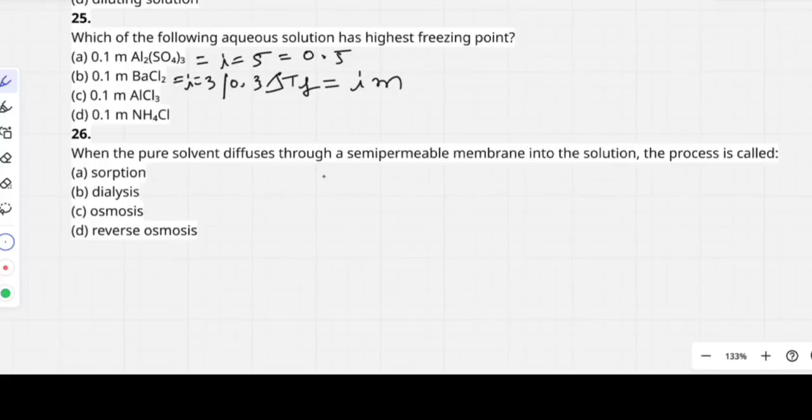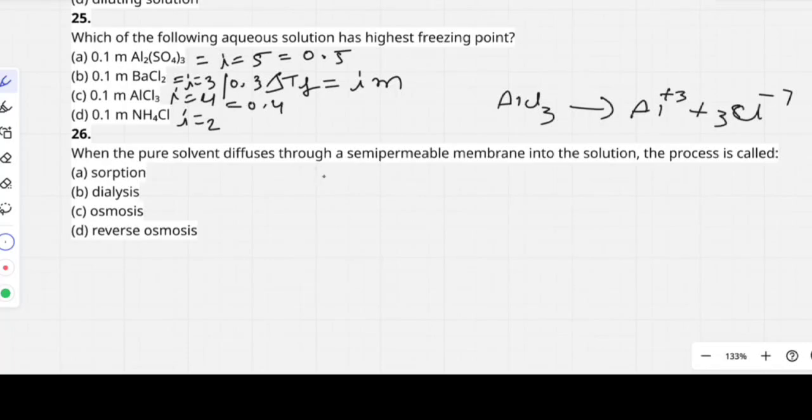So here AlCl3 on dissociation gives Al3+ and 3 Cl-. So total i is equal to 4 here. For NH4Cl, i is equal to 2. So this is 0.4, 0.4 and this is 0.2.